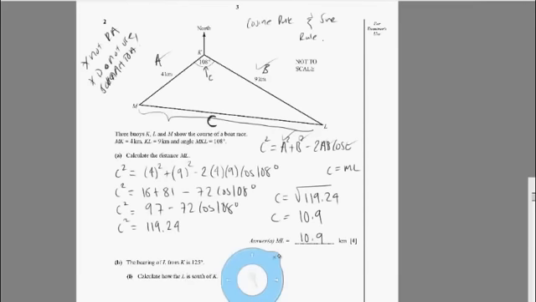All right, in the next question, the bearing of L from K is 125 degrees. Calculate how far L is south of K. So the bearing of L from K. This means that if the guy at K is facing this way, to get to L, you have to turn 125 degrees. And it asks how far L is south of K.